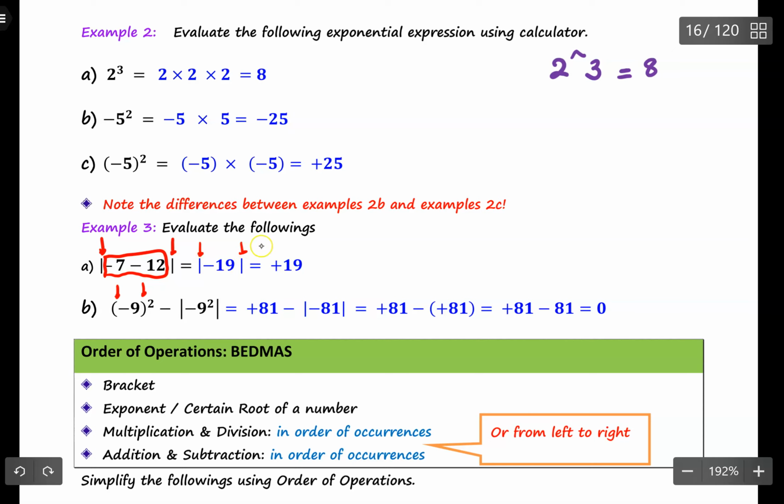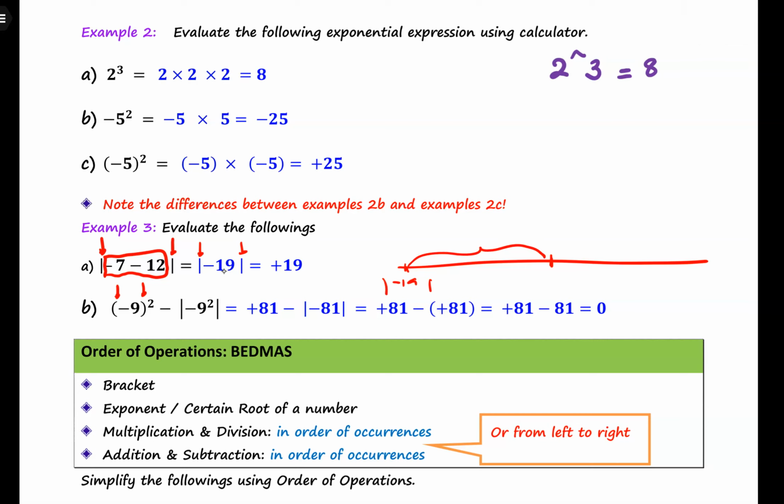Because in this case, you just want to tell the reader that negative 19 is 19 spaces from the 0. Alright, so the absolute value of this is just representing the length, how far away from the 0 to this number. So it's 19 spaces. So that's basically what the absolute value is all about.